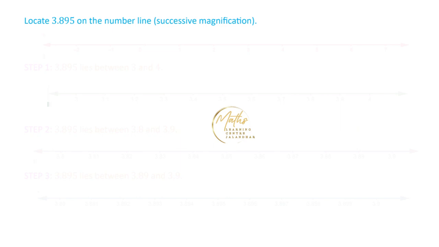Now the next case we have is, if the rational number is given in decimal form and we want to represent it on the number line. The first number we are considering is 3.895. Clearly this is a terminating decimal, so it is a rational number. Now we want to represent it on the number line. If I plot the number line over here, then this number 3.895 will lie between 3 and 4.